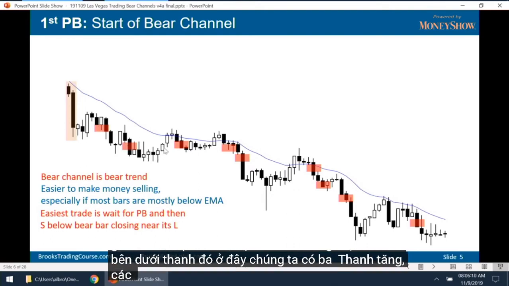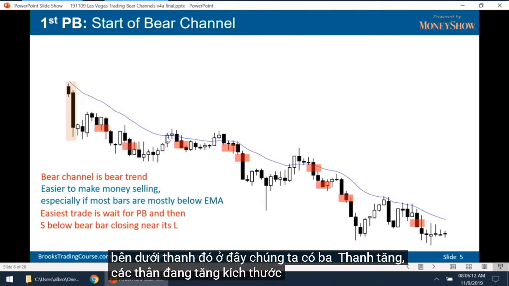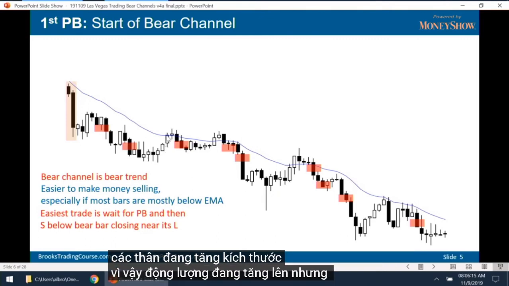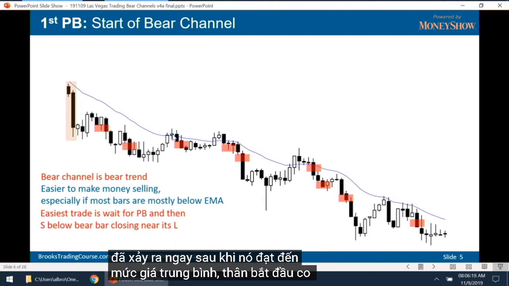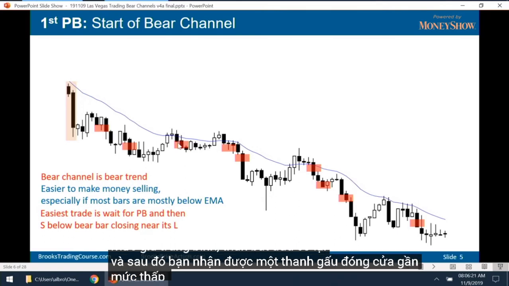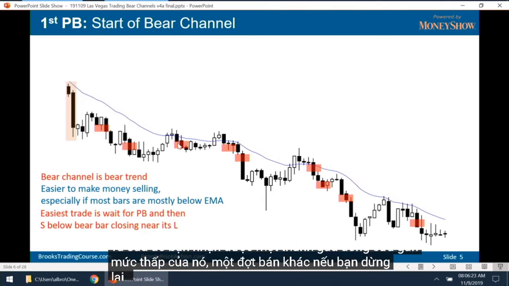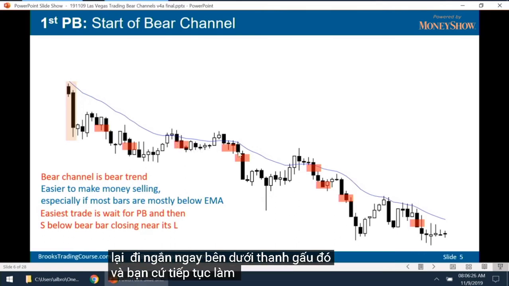Here we have 3 bull bars. The bodies are increasing in size, so the momentum is picking up. Yet, what happened? As soon as it got to the average price, the body started to shrink, and then you get a bear bar closing near its low, another sell. You place a stop to go short right below that bear bar. And you just keep doing that all day long.